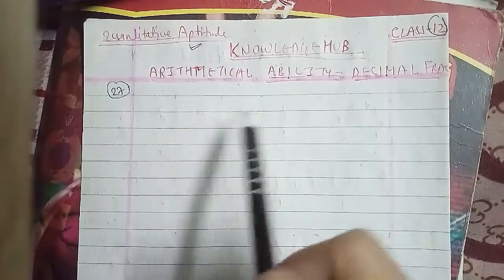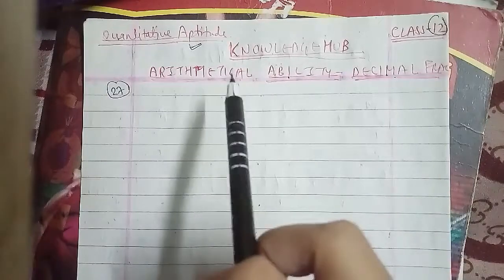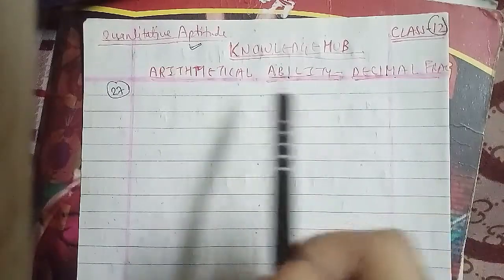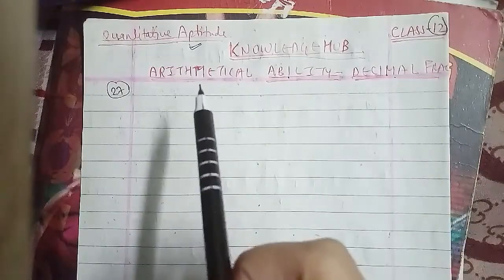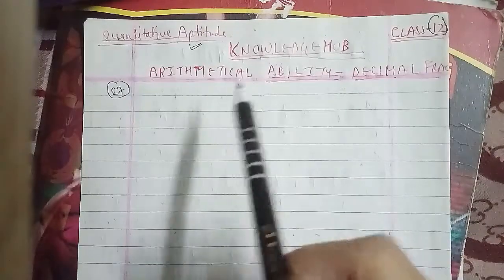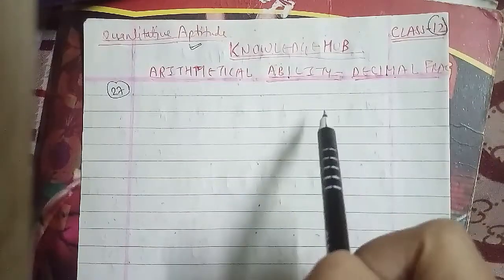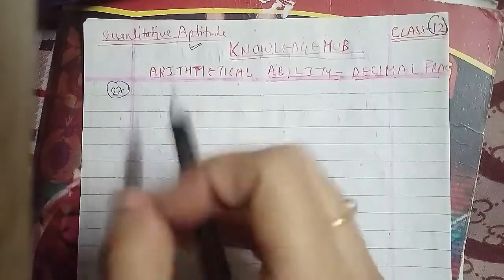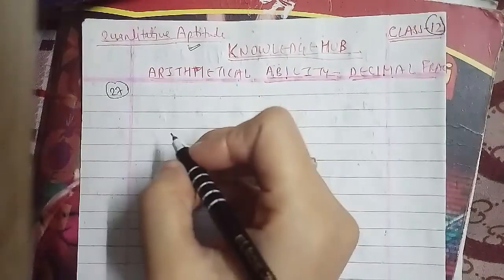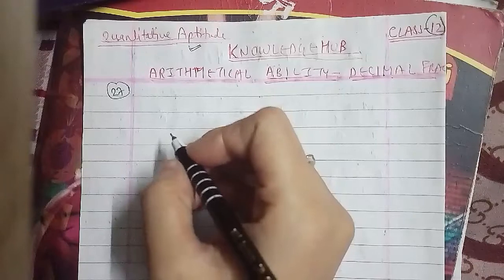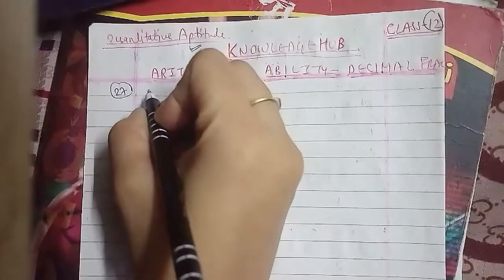Other than decimal fraction, we had done operations on numbers and LCM and HCF of numbers in quantitative aptitude of arithmetical ability. This is the third topic, which is decimal fraction. Let's go ahead with the session. The question we have is to express as a vulgar fraction.